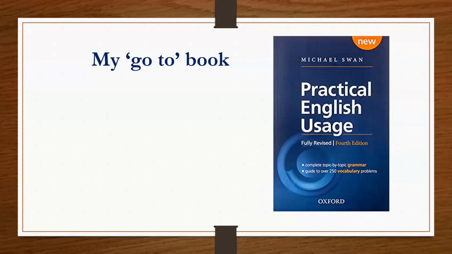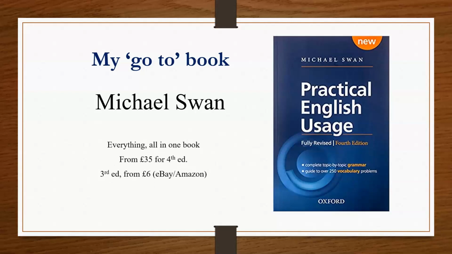And if you're only ever going to buy one book, that's the one I would go for. It's known by its author, Michael Swan. So it's everything you need. Fourth edition is £35. The third edition now £6. They're pretty much the same. So I would recommend everybody, if you're teaching, get that.